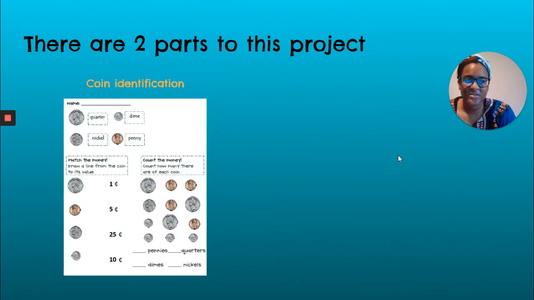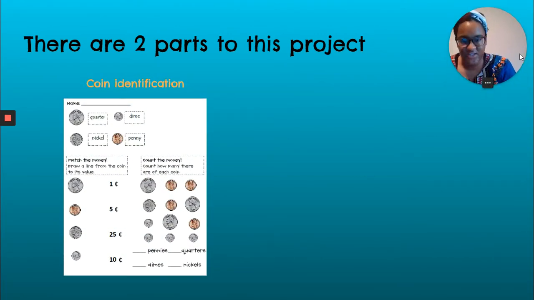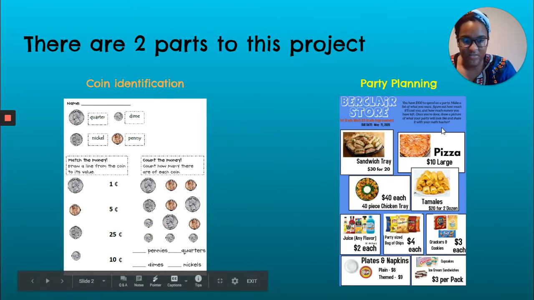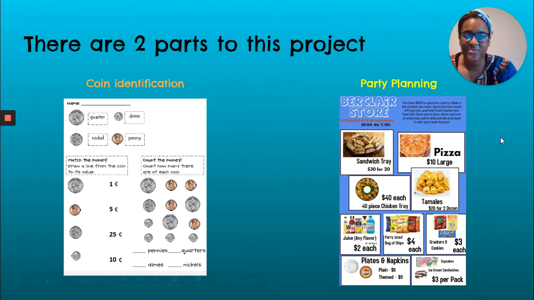There are 2 parts to the project. The first part is coin identification, and for coin identification, I'm going to go over what exactly we have to do. And then there's also party planning. On this party planning, this sheet is available in both English and Spanish. So if I have not given it to you or Ms. Mullins has not, please reach out and we will make sure you have it in Spanish. The directions are up here for the second part.